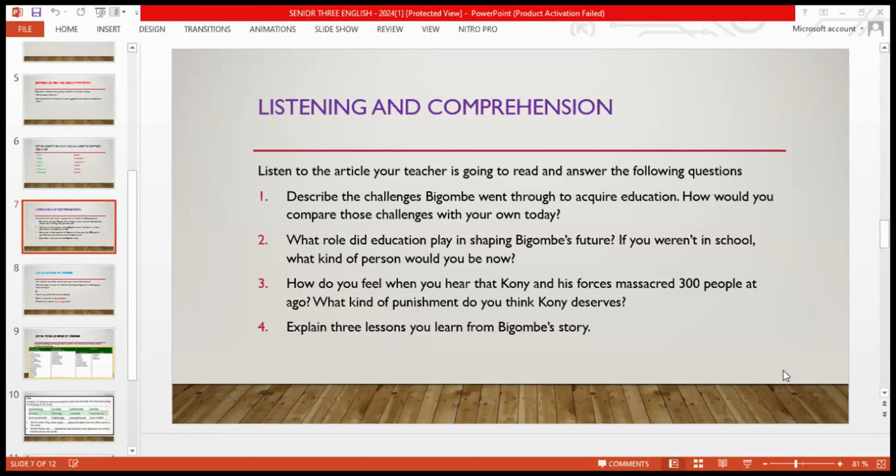Not deterred, Bigombe decided to write back to Kony. She referred to him as my son and used religion as a way of connecting to him. Eventually, Kony agreed to meet her. She feared he would have her tortured and resolved to kill herself rather than be captured by him.